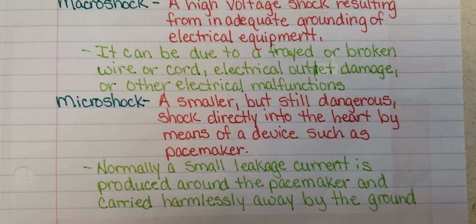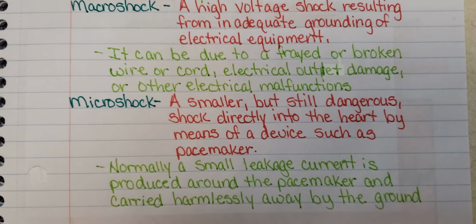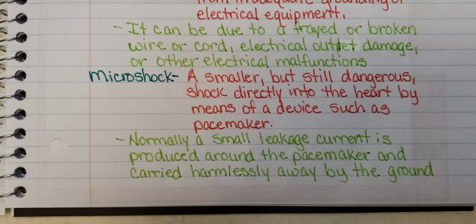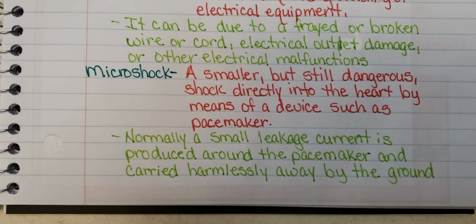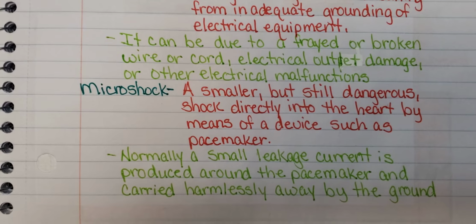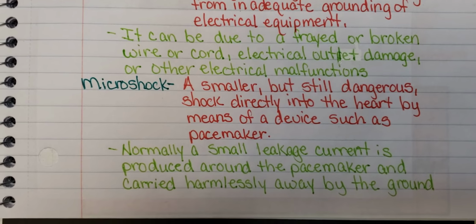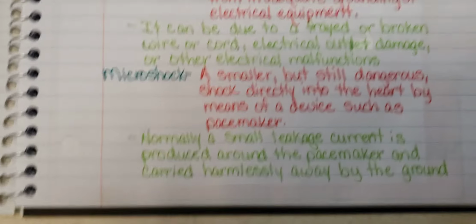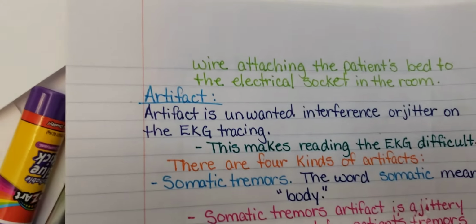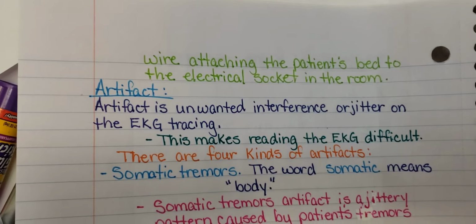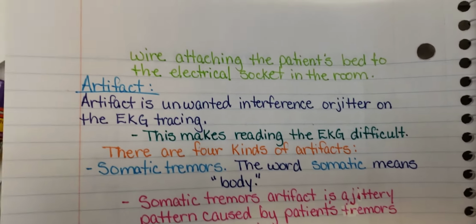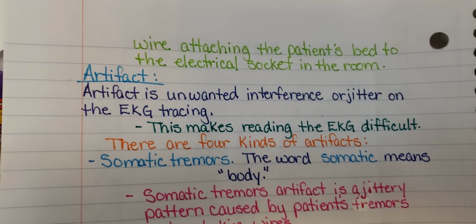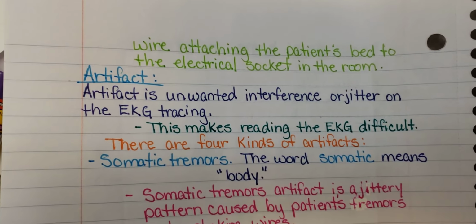This shock comes directly from the heart by means of a pacemaker. Normally a small leakage current is produced around the pacemaker and carried harmlessly away from the ground wire attaching the patient's bed to the electrical socket in the room, which will give the patient an extra jolt than what the pacemaker would normally give.